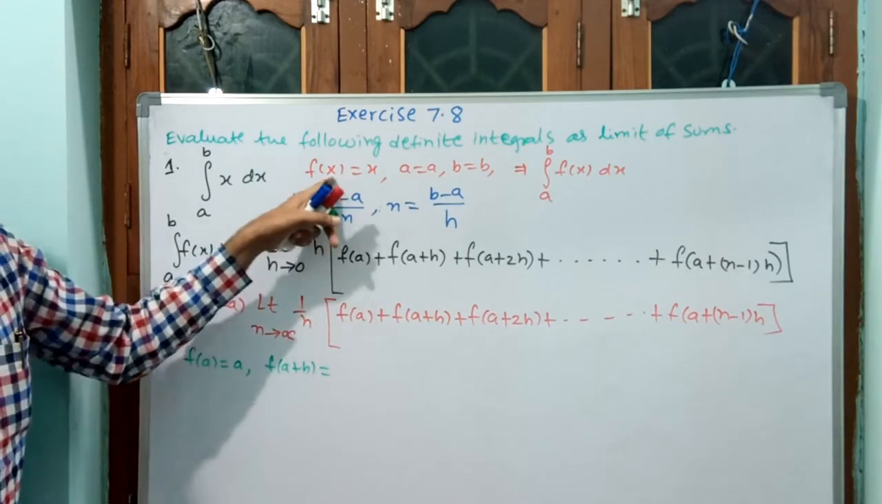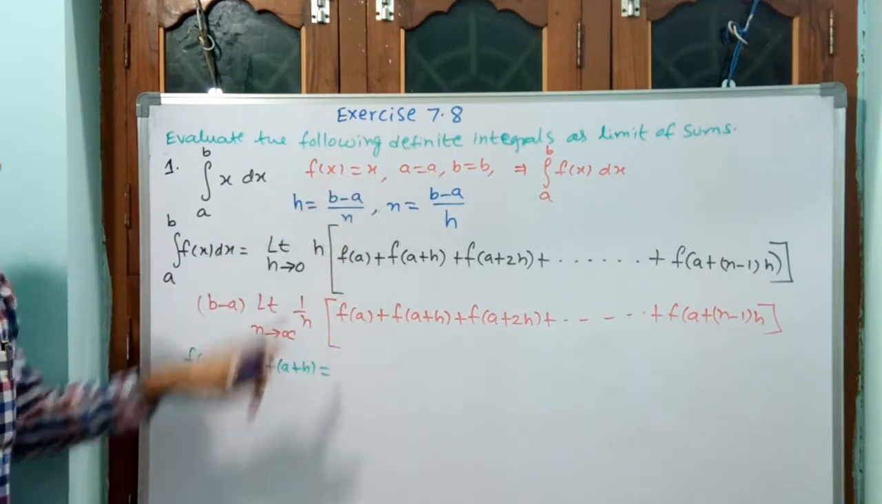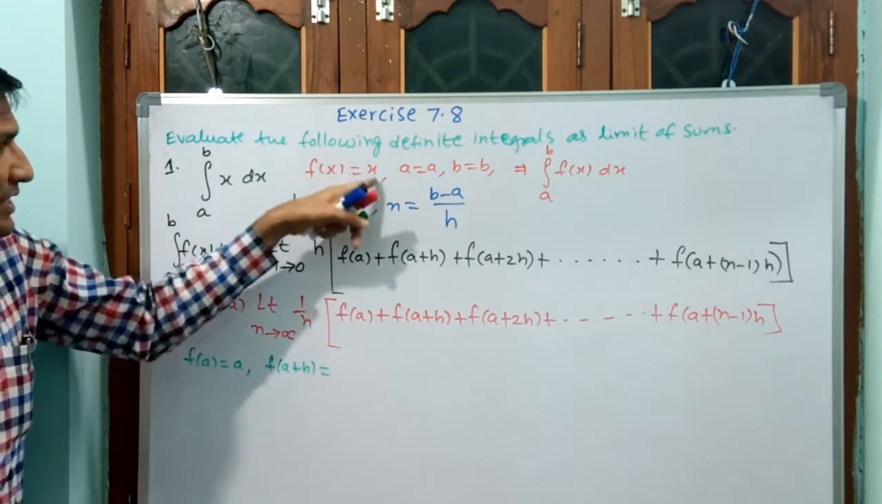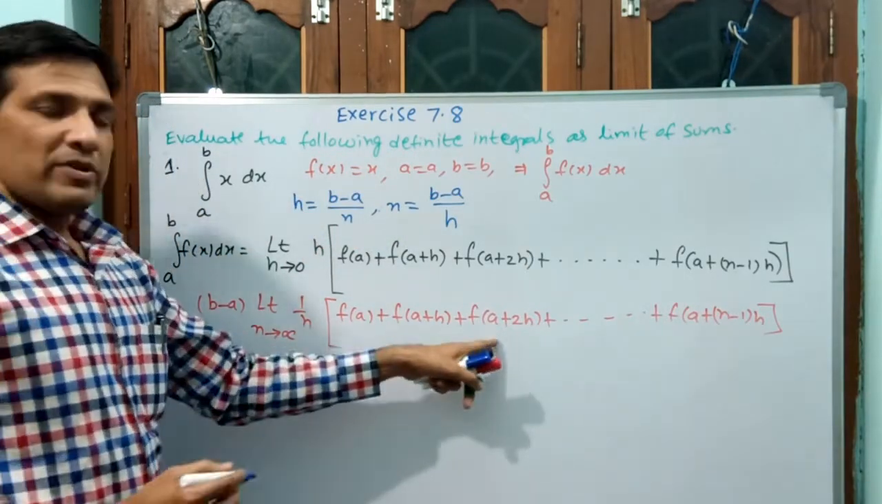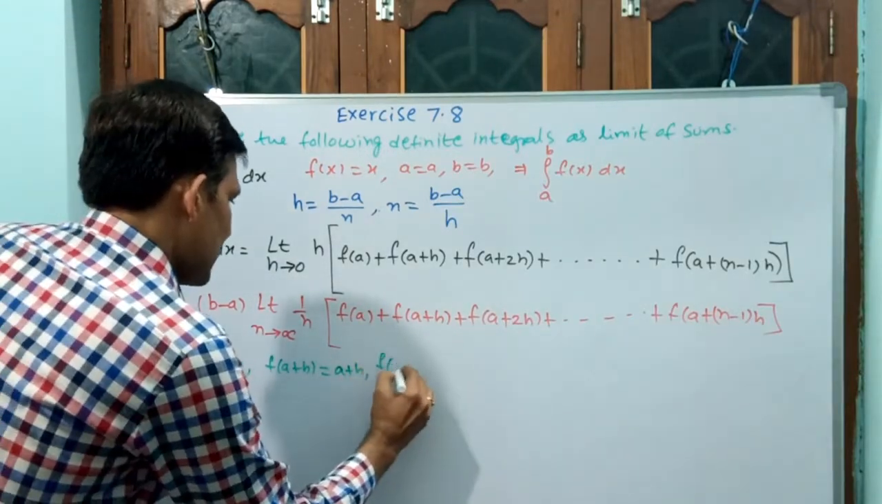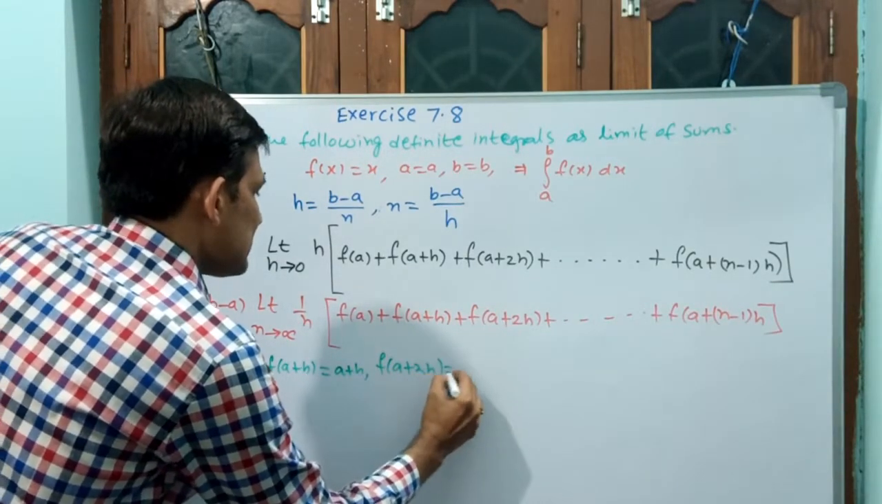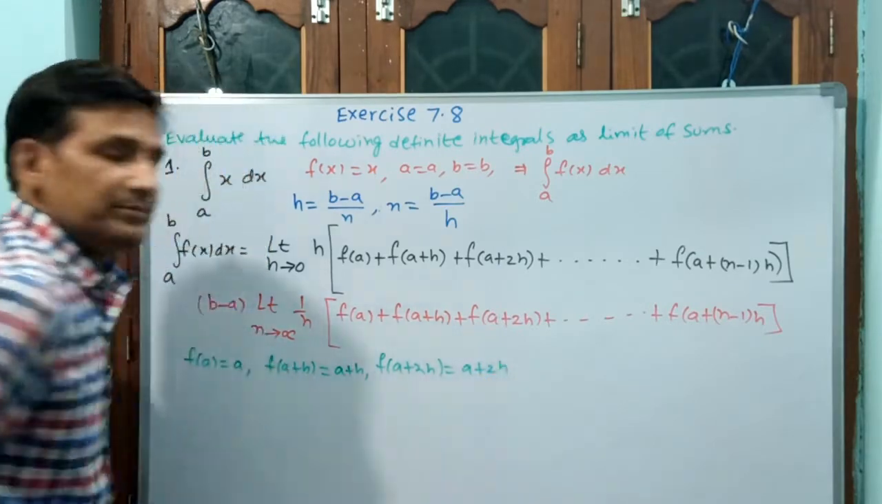In place of x you are keeping a plus h, then a plus h only will come. X keep x, a plus h means a plus h. That means a plus h. Okay. Then what about f of a plus 2h? A plus 2h, that's all.